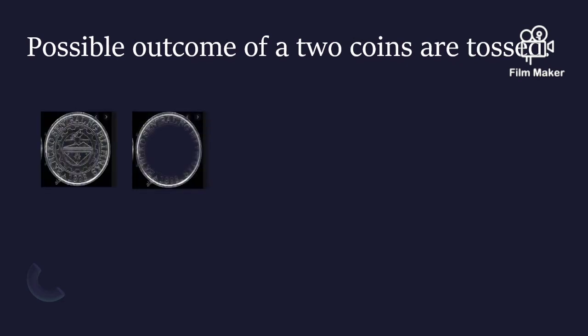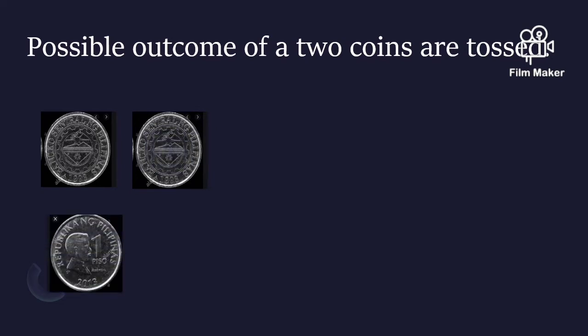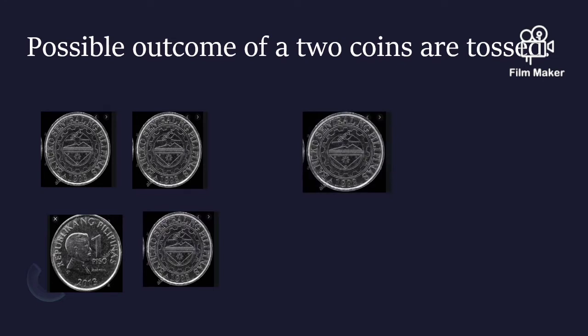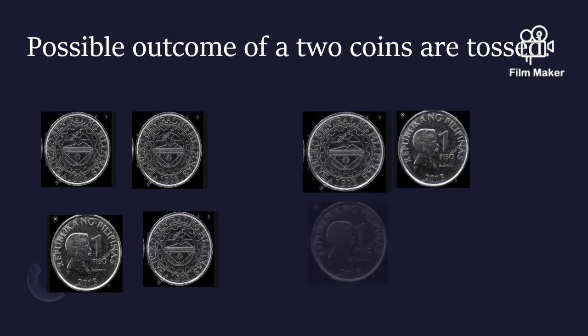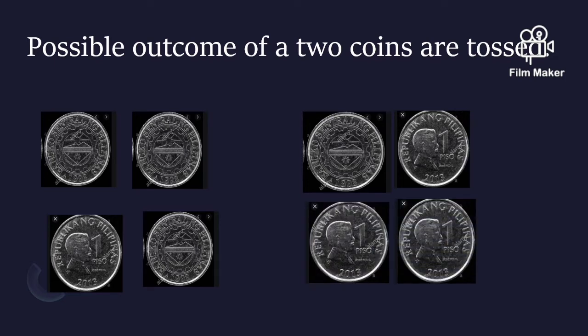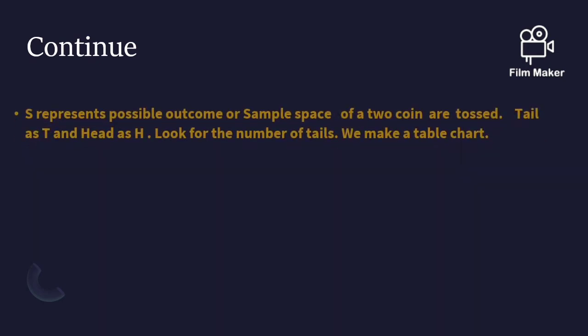Possible outcomes when 2 coins are tossed: Tail and tail. Head and tail. Tail and head. Head and head. Let's continue. S represents the possible outcomes, or sample space, of the 2 coins tossed. Tail as T and head as H.